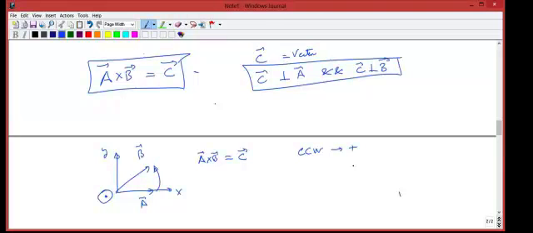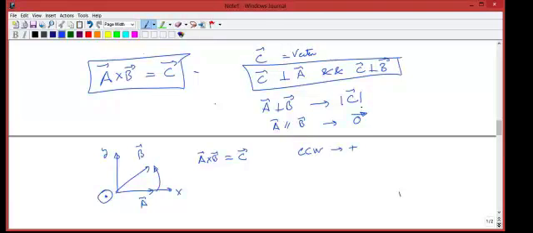Another property. If A is perpendicular to B, then we have maximum magnitude for C. But if A is parallel to B, then we would have the minimum, which is a zero vector. So this is exactly opposite to the dot product. Dot product, if the two vectors were perpendicular, the dot product was zero. If they were parallel, it was maximum. Cross product is the opposite.